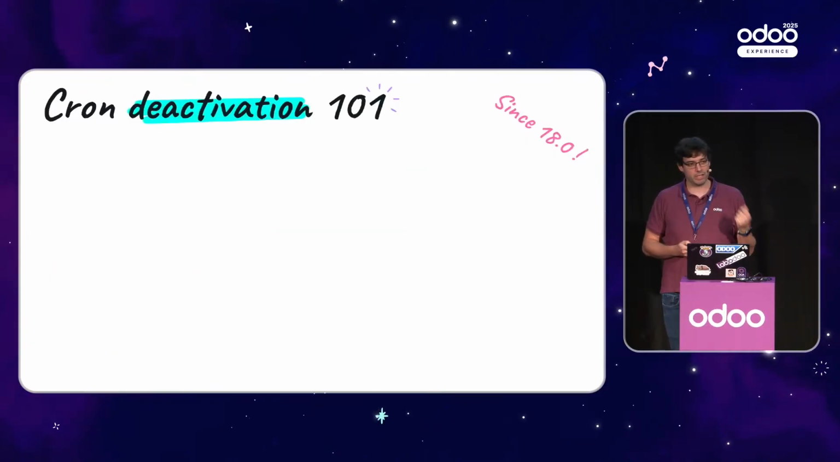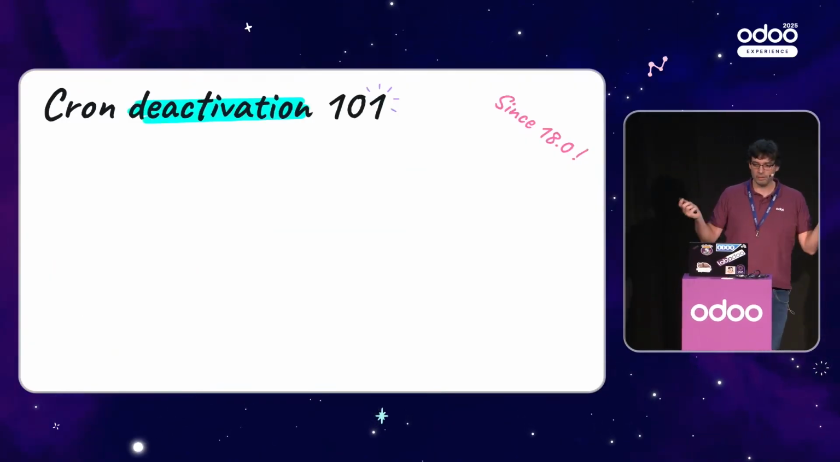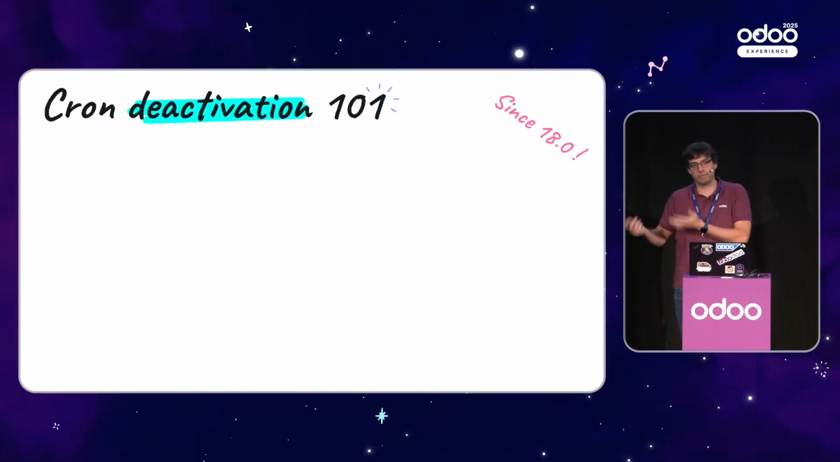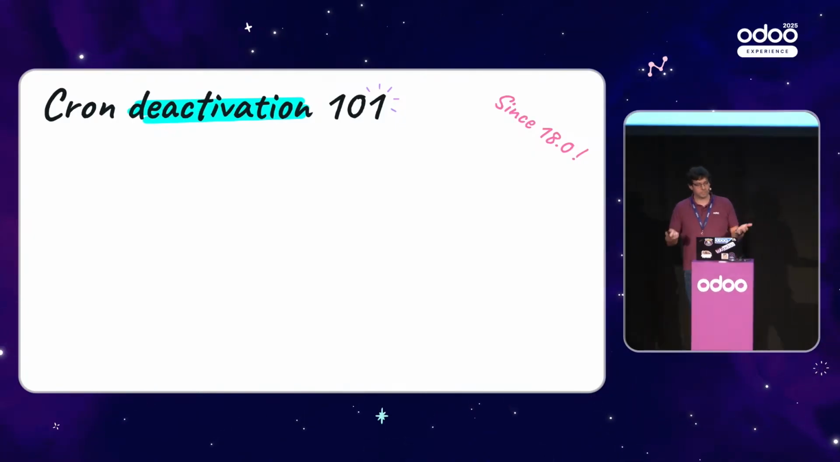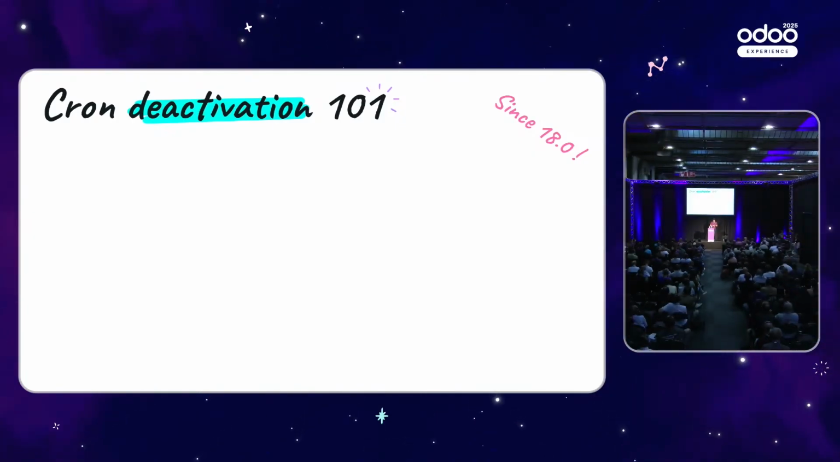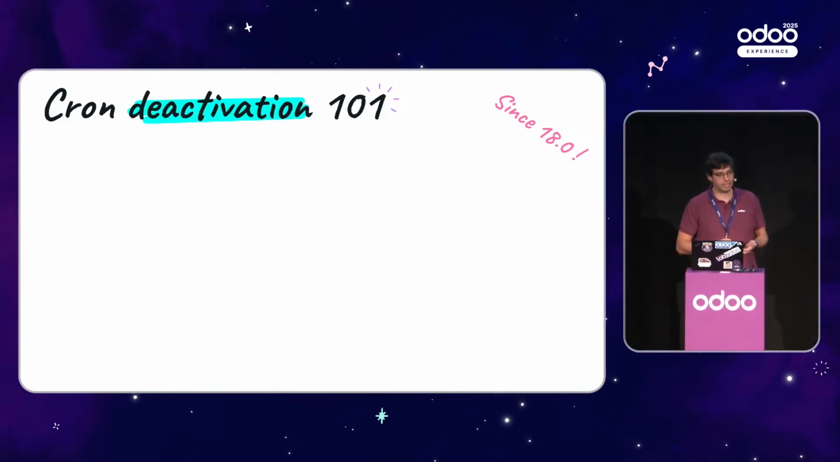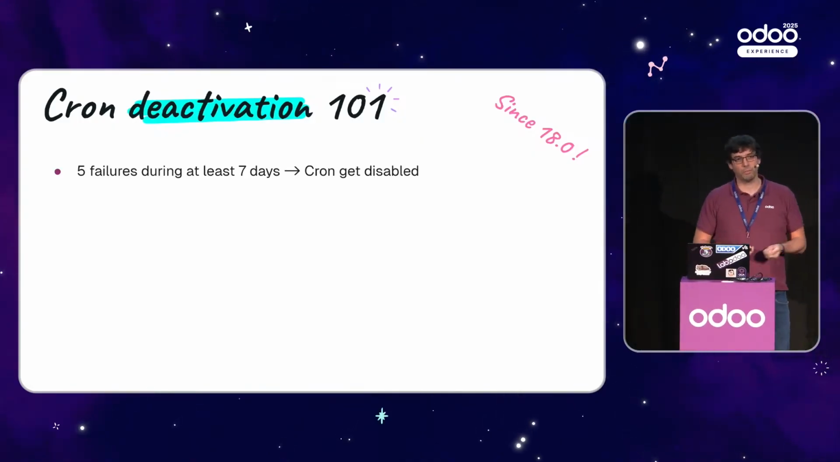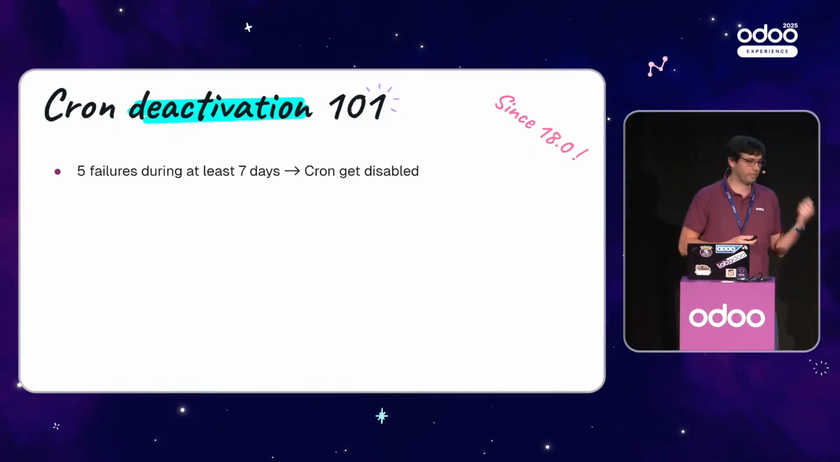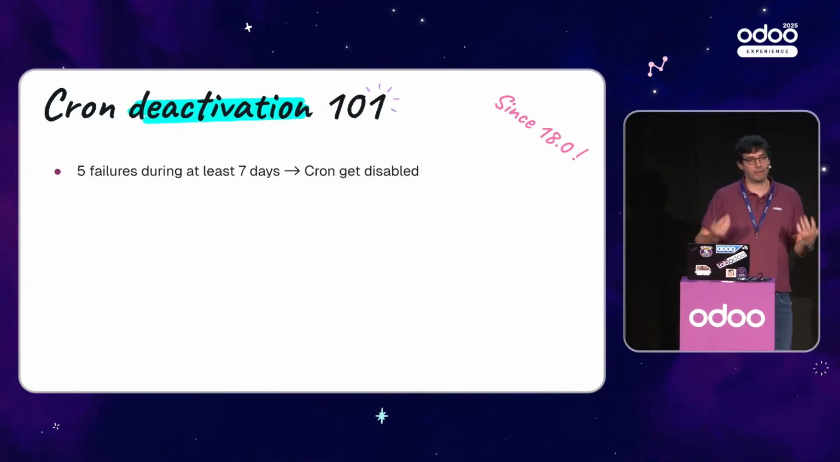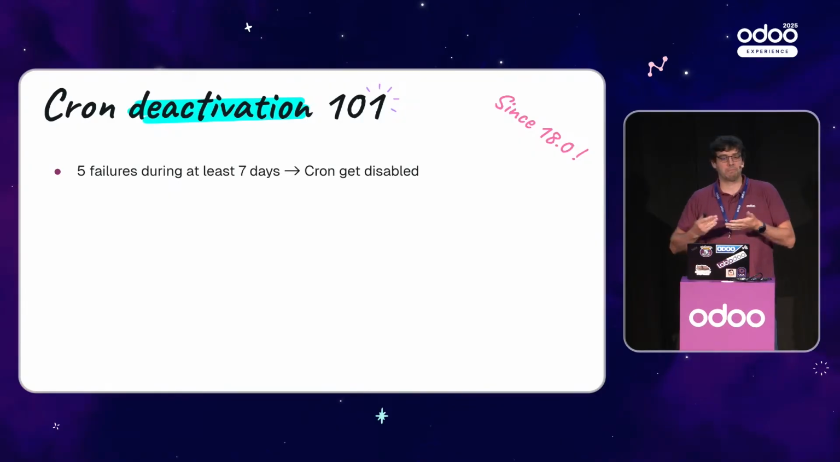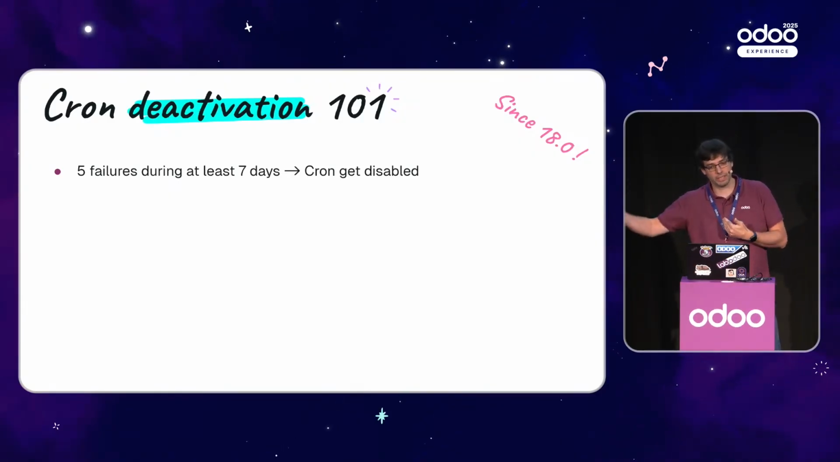So how this deactivation works, it's a new feature from version 18. Why it's a feature? Before that, you had just a cron running forever, silently, burning your CPU, which was even worse than getting deactivated. How it works? When you have your cron failing 5 times in a row for at least 7 days. So if it's a cron that runs every hour, of course, it will fail more than 5 times before getting deactivated.